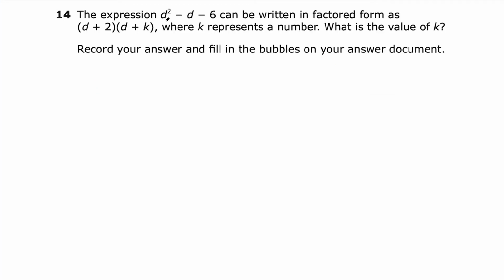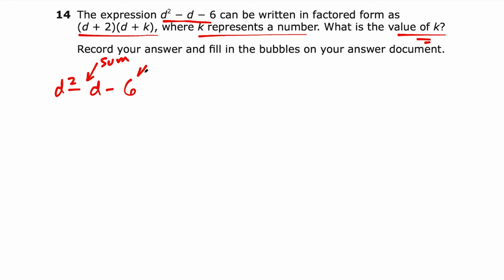Question 14, we have this quadratic expression here, and it could be written in factored form as d plus 2 times d plus k, where k represents a number. We want to know what is the value of k. So for this one, we have d squared minus d minus 6. We need to find two numbers that have a sum of -1, and the two numbers also need to have a product of -6. Just know, in case this isn't obvious, the reason I'm saying -1 is because the invisible number in front of d, if it's not written there, is 1. So the coefficient of d would be -1 in this case. So that's the technique for finding the factors of this quadratic expression.